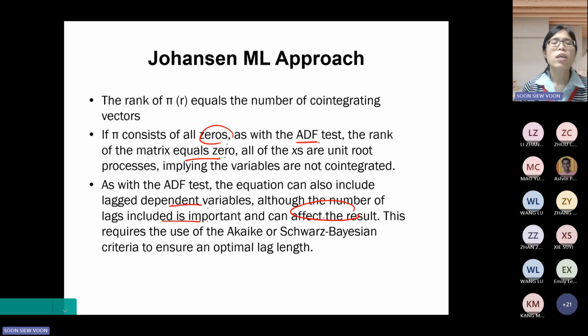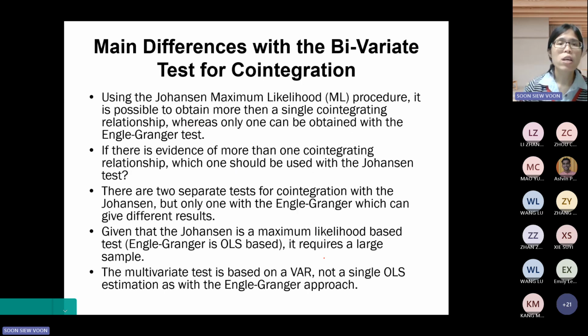So this Johansen test is also sensitive to the result. So you need to base it on the suggested lag. That's why we say it's an optimal lag length. To ensure the optimal lag length, how do we do it? Based on the information criteria, AIC or the Schwarz Bayesian criterion, to get the optimal lag length.